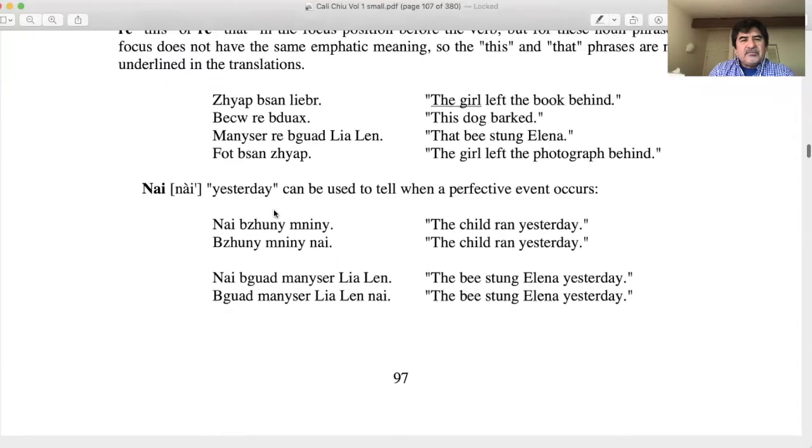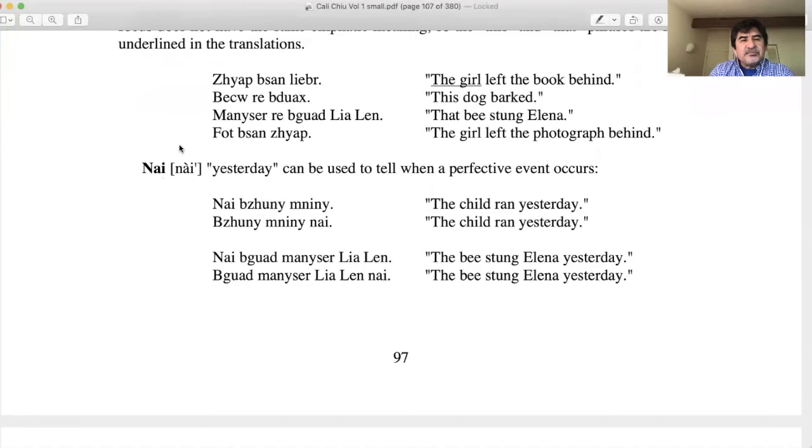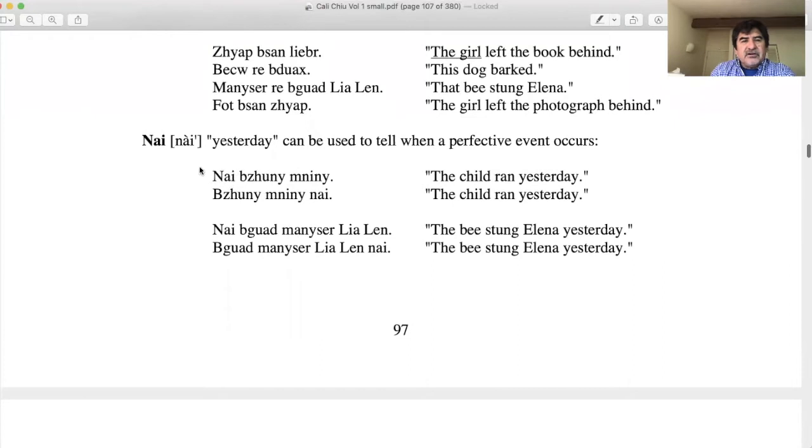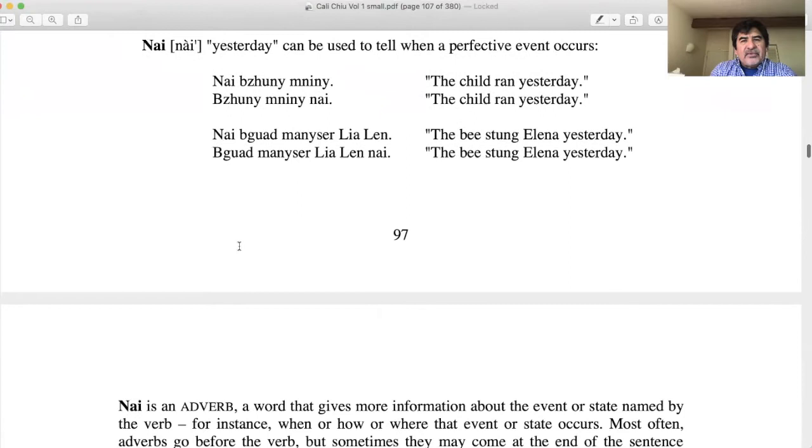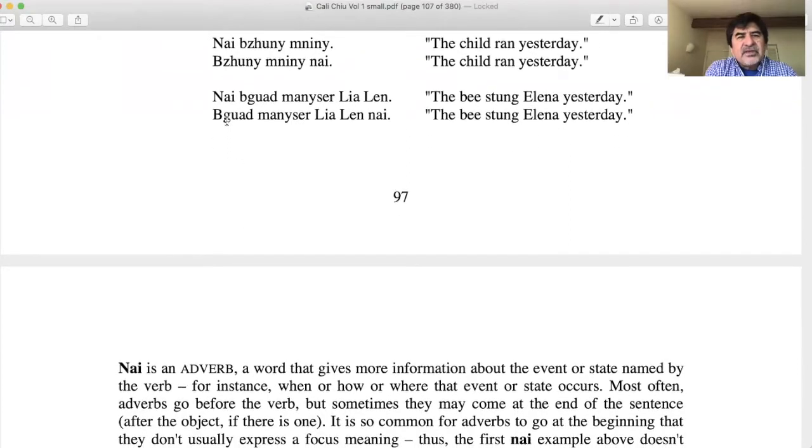Okay, and now you guys are being introduced to a new vocabulary here, which is yesterday, and it is pronounced nai. So one more time, nai. Okay, so we have a sentence using the yesterday word. So it says the child ran yesterday. Okay, so not the day before yesterday, but yesterday. And the child ran yesterday. And again, this is the focus word sentence. Okay, and then we have the next sentence. What mindset Lilan.